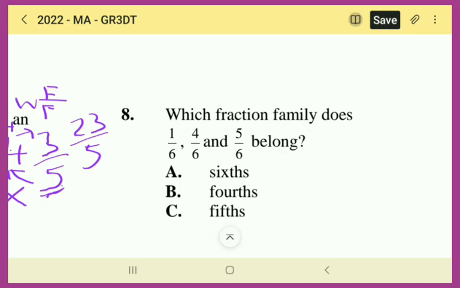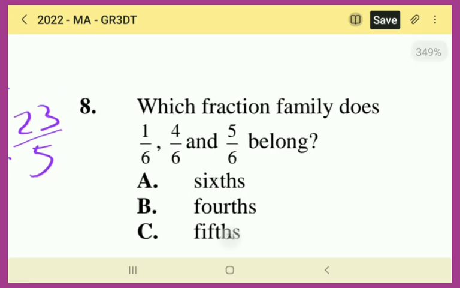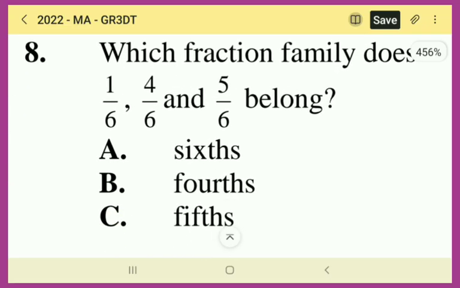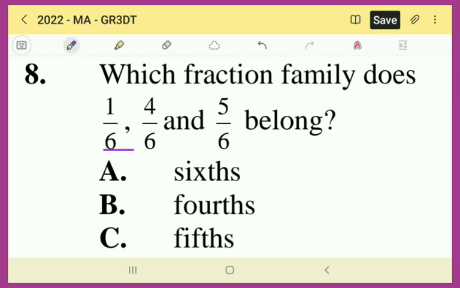Number 8. Which fraction family do 1/6, 4/6, and 5/6 belong to? Remember again that the denominator will tell you the family of the fraction. All right, so 6 meaning they would be in the 6th family.